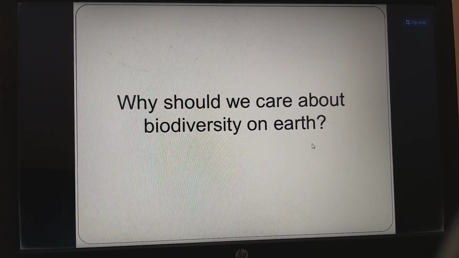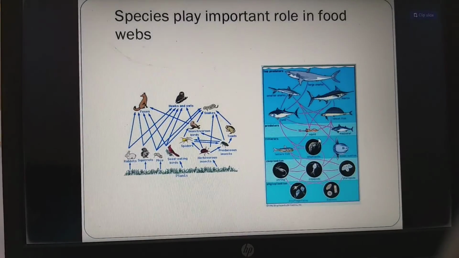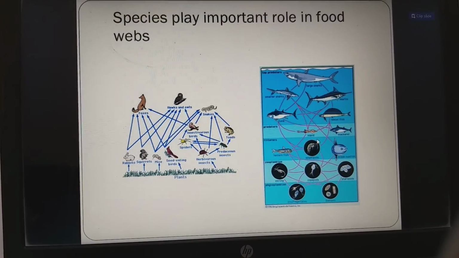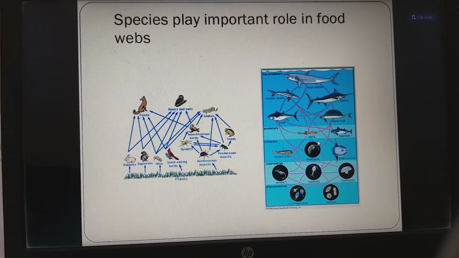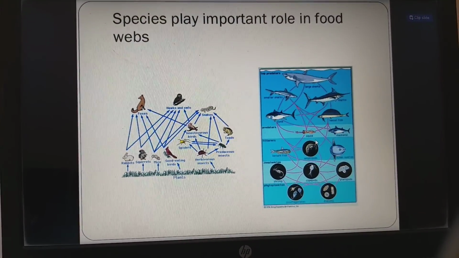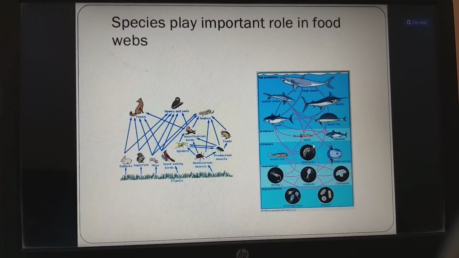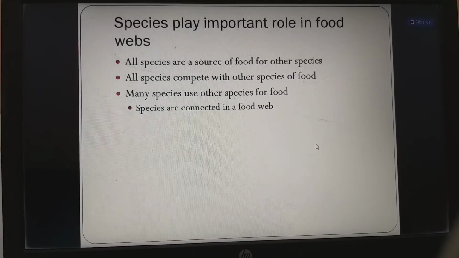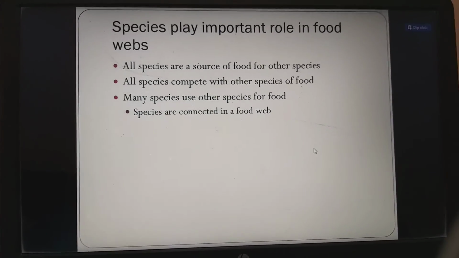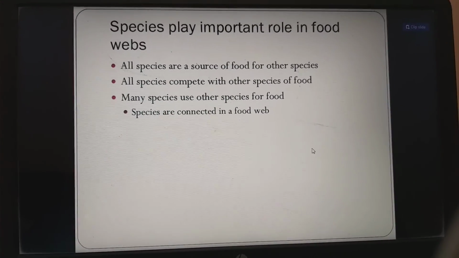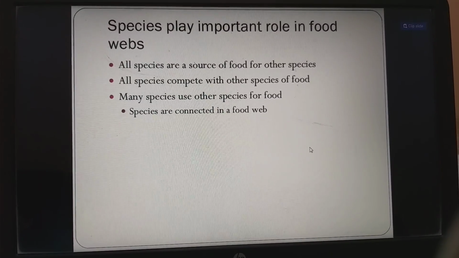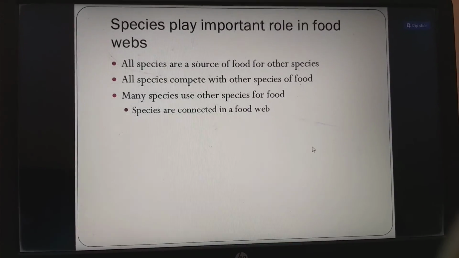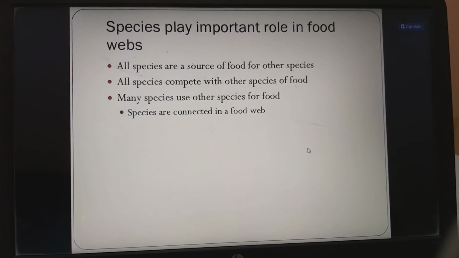Why should we care about the biodiversity on the earth? Because species play an important role in food webs. The food chain is very important. For example, if food chains are altered, it will damage the ecosystem. All species are a source of food for other species. All species compete with other species for food. Many species use other species for food. So species are connected in the food web.